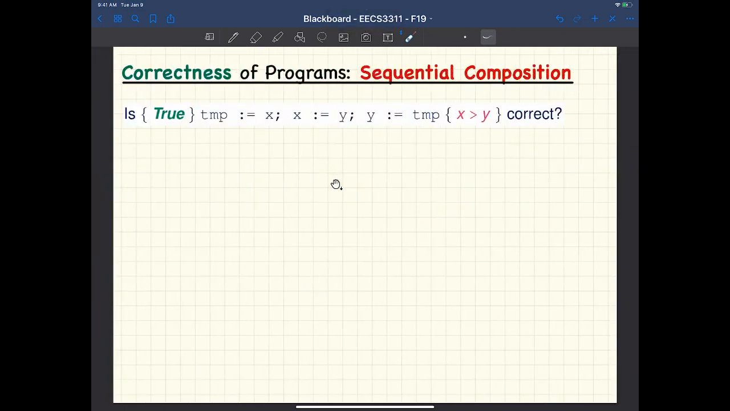Is this program correct? Oh, by the way, what's this program doing? Swap. Good. Now, we prove what you did in, maybe you guys already did a swap program in 1012, right? But now you can prove it, right? So now, is this program correct?